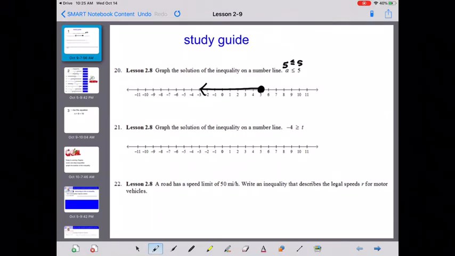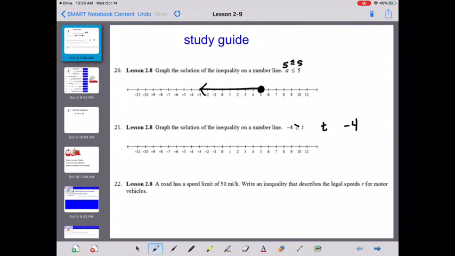The next question in our study guide asks us to graph the solutions to -4 is greater than or equal to t. We learned in a previous lesson that our variable always needs to come first. So we need to flip that around to start. Let's rewrite this inequality with our t first and our -4 last. The sign has to be decided, but we want to keep the meaning the same.